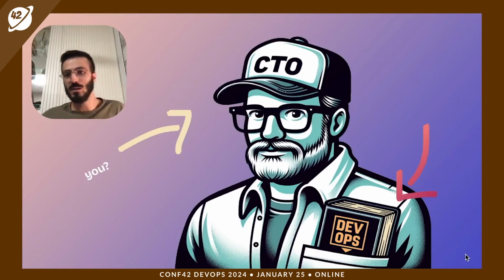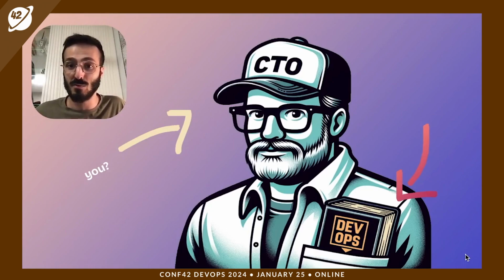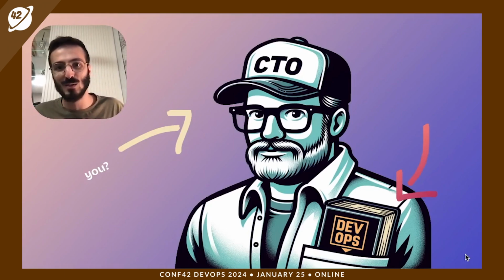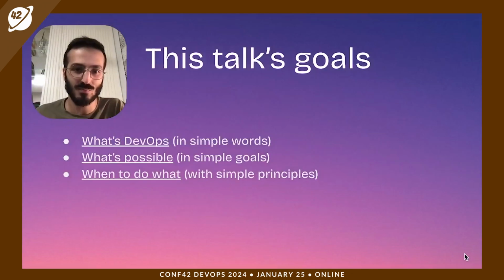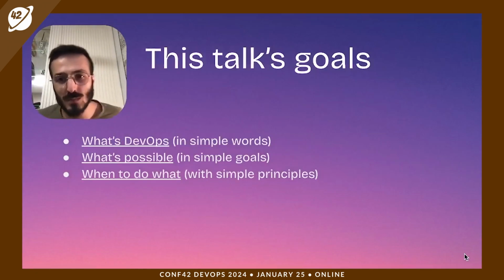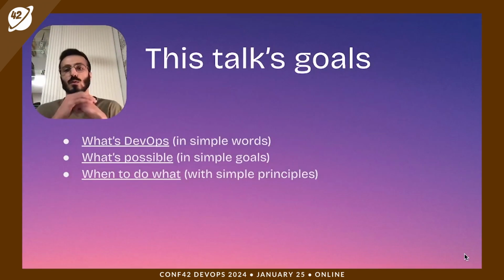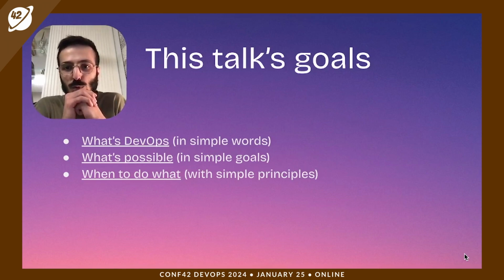So maybe you are a CTO, maybe you're a DevOps engineer, maybe you're a VP R&D in your company. Either way, this handbook is hopefully useful for you. Okay, so the goals: it's mostly to understand what DevOps is in simple words.